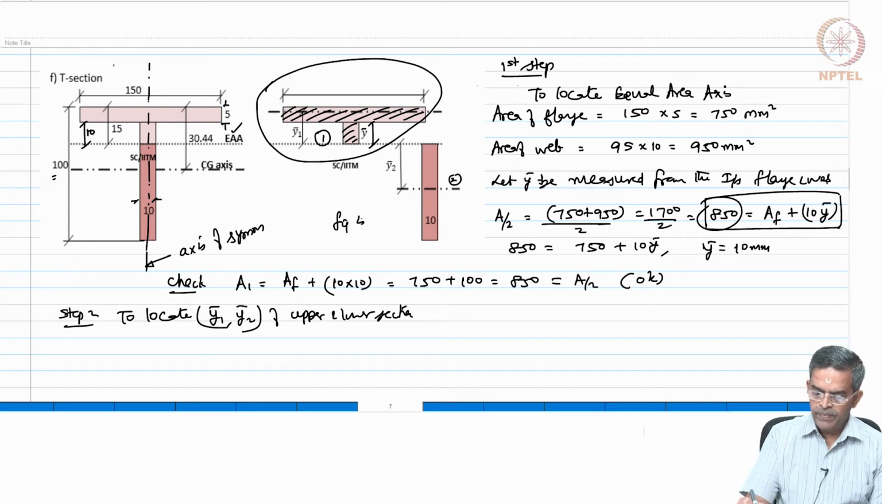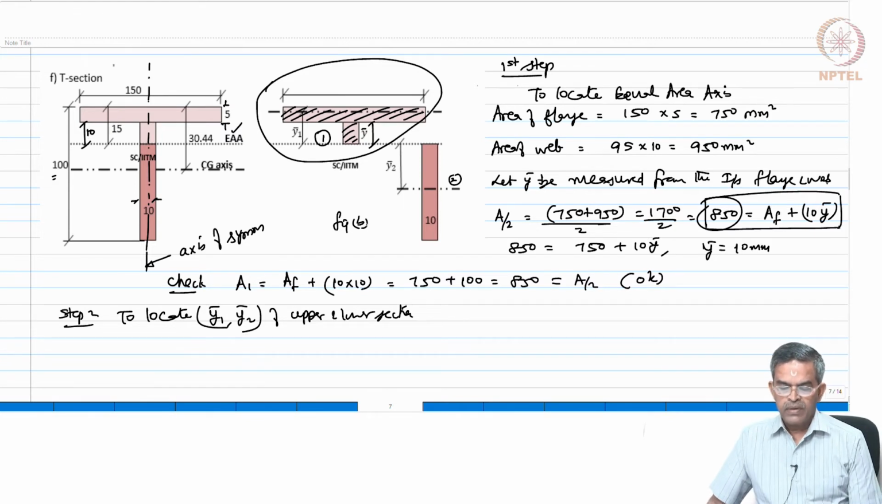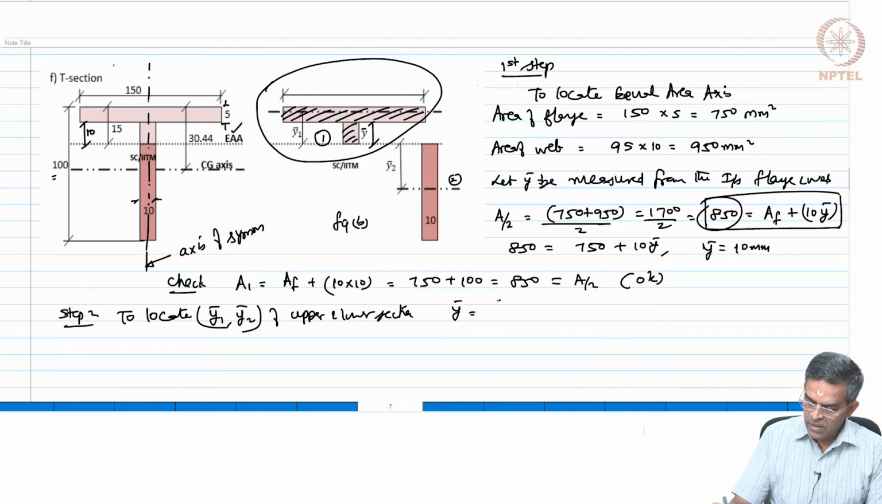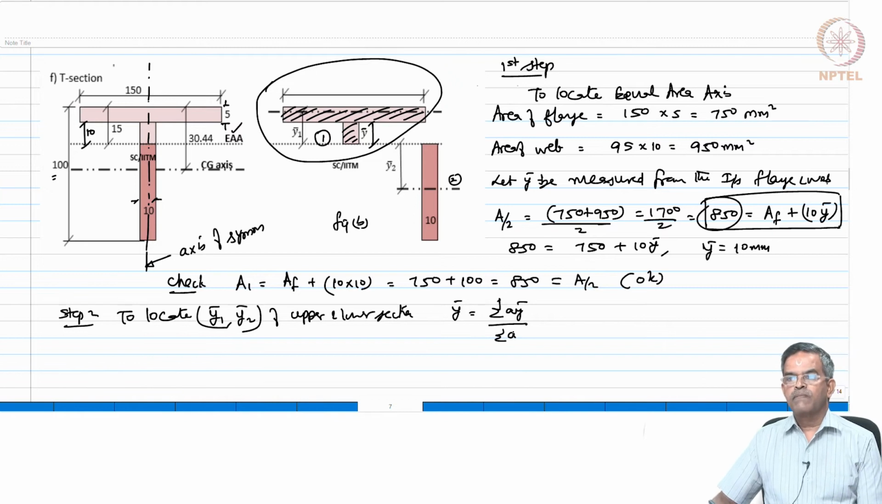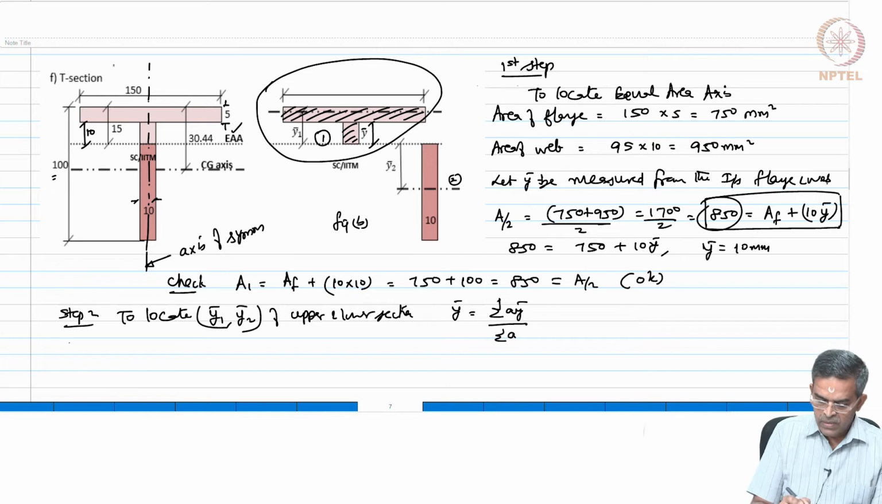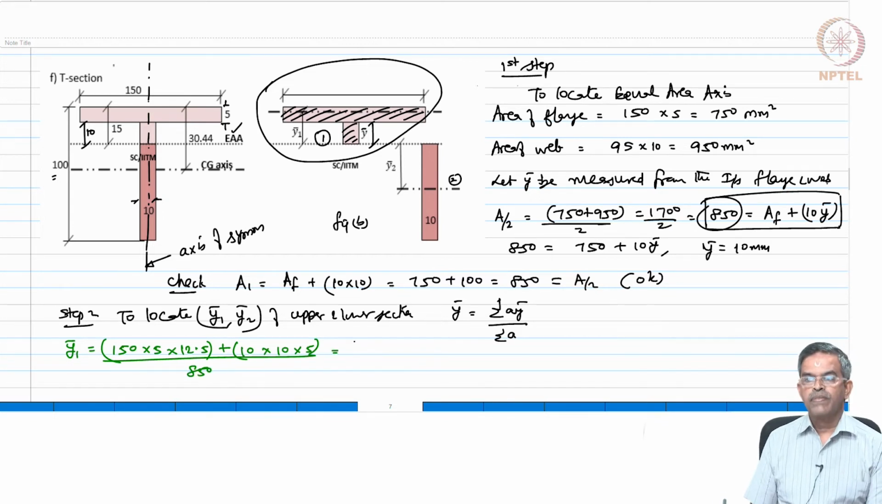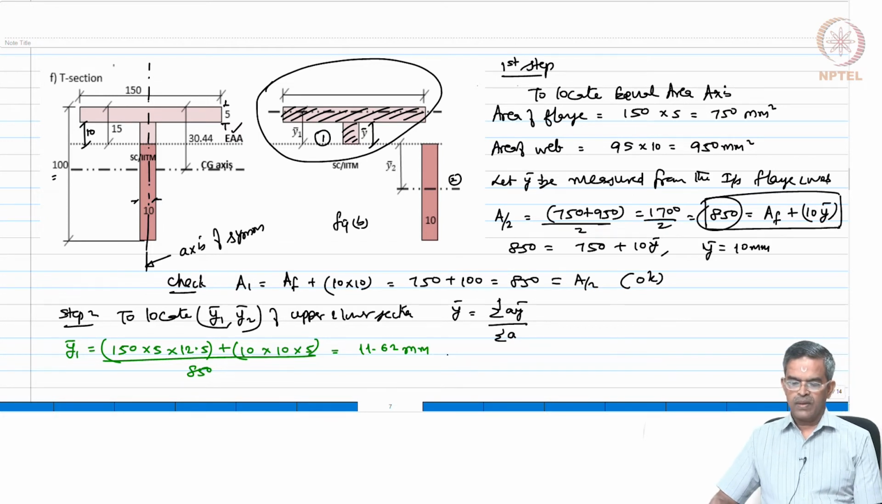So, look at the figure B. So, two sections are drawn separately. Let us try to find out and apply this equation. So, y bar in sense will be A y bar by sigma A. Let us apply this and try to find out for y bar 1 first. So, let us say y bar 1 will be 150 into 5 into 12.5 plus 10 into 10 into 5 divided by 850, which is 11.62. So, it will be lying in the flange, okay, as marked in the figure.